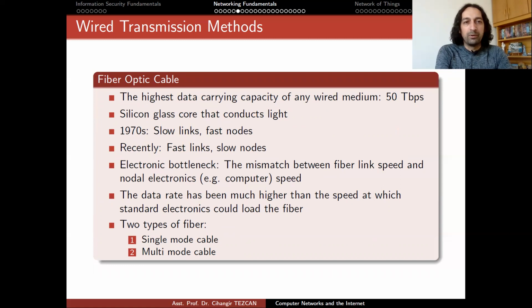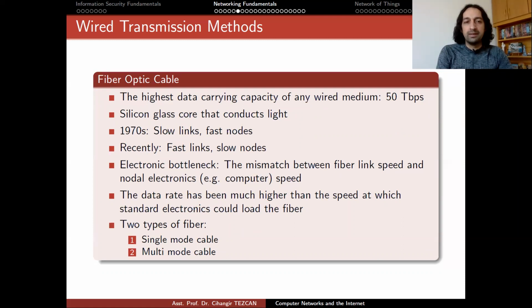So let's move on to fiber optic cables. These cables send light pulses, so you can send zeros and ones in this way. The highest data carrying capacity of any wired medium is, I think, upper bounded by 50 terabits per second. This is a silicon glass core that conducts light. In the 1970s, they were slow. In the 1970s the problem in a network was that computers were fast, so we had fast nodes but slow communication links. This was the main problem in the 1970s and also in the early days of the internet.